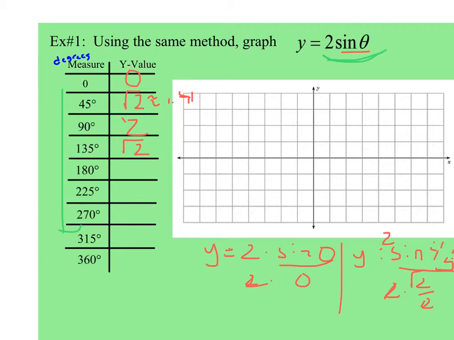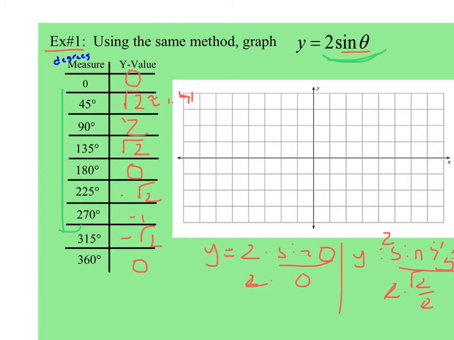180, and since this is example 1, you'll need it in your notes, so I'd suggest you copy this one down and pause the video here and see if you can complete the table. 180 then becomes 0, negative radical 2. How did you do? And then negative 1 and negative radical 2, and then we get back to 0.